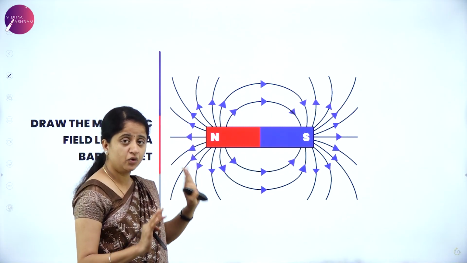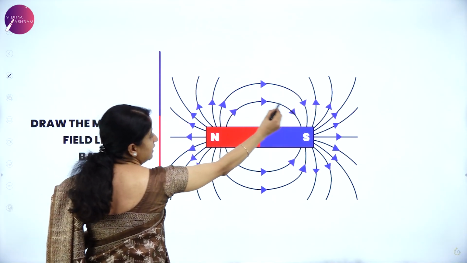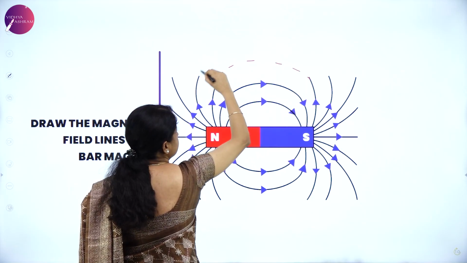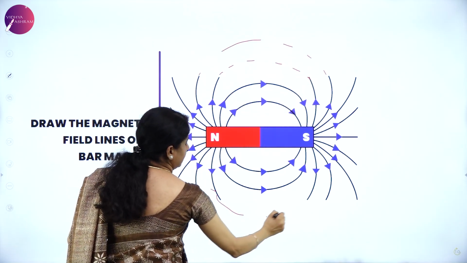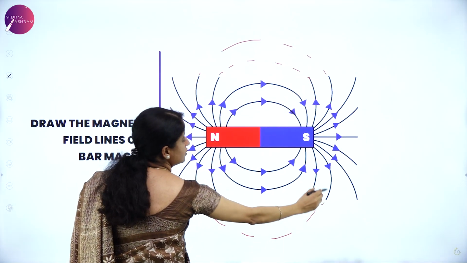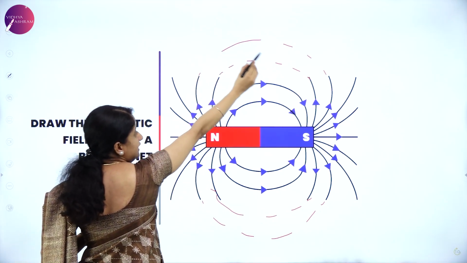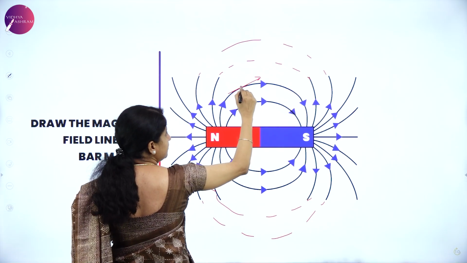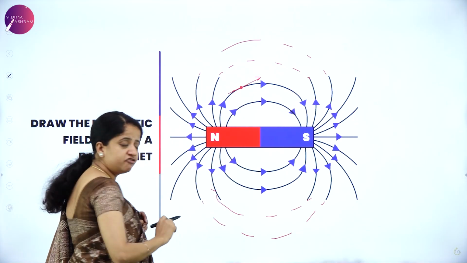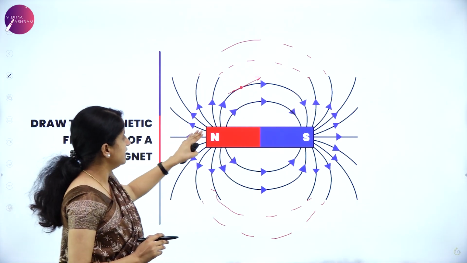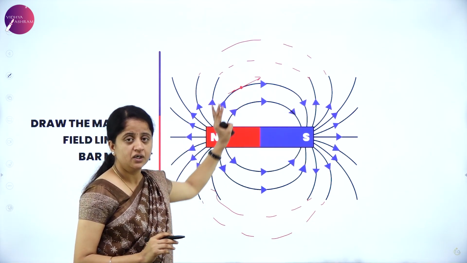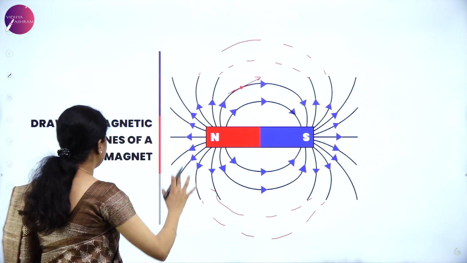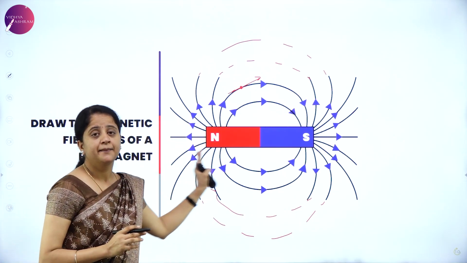It doesn't have a monopole. The field lines are closed loops. You can observe here, and it will continue like this. If you continue like this, you will get closed loops, and you can observe the direction of the magnetic field lines. Suppose you draw a tangent at this point; this gives the direction of the magnetic field. So magnetic field lines go from north pole to south pole. This is the pictorial representation of the magnetic field lines of a bar magnet.